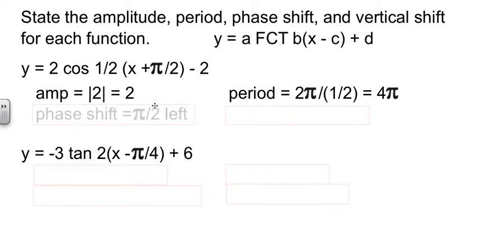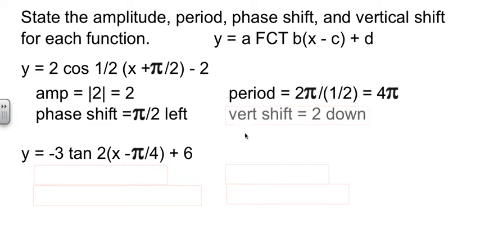C leads us to the phase shift. We have a plus in here. And remember on the last screen we said if it's a plus, that means it shifts left that far. D tells us about the vertical shift. It's a minus 2, so that means it moves down.